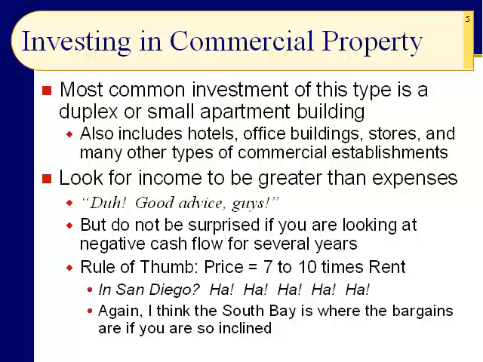The advice is look for income to be greater than expenses. Yeah, right, guys. Don't be surprised if you're looking at negative cash flow for several years here in San Diego. The rule of thumb is 7 to 10 times rent. If you can buy something that's throwing off $30,000 worth of rent a year, you should pay about $250,000, $300,000.